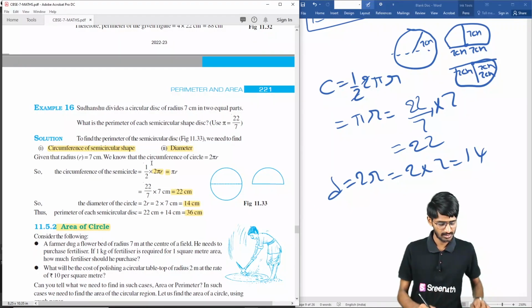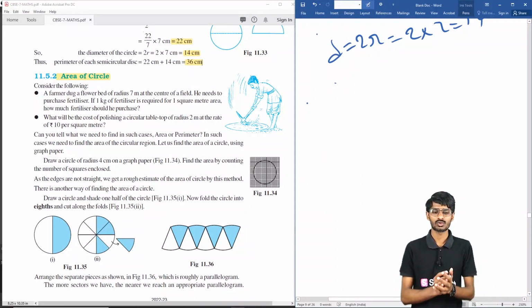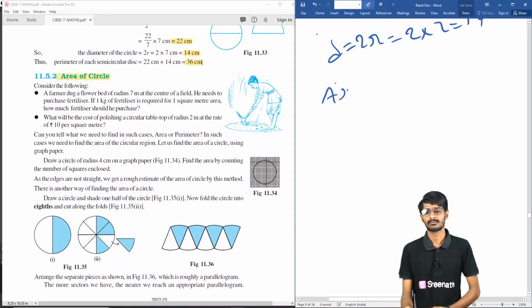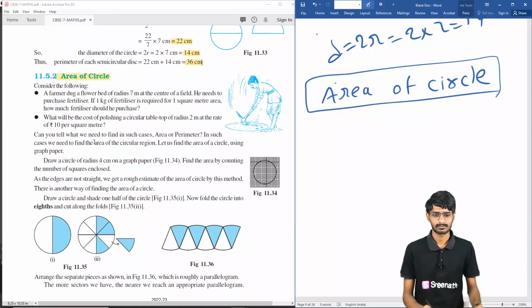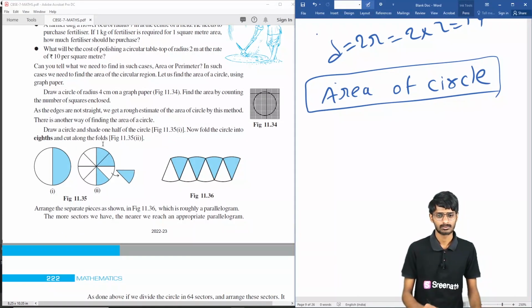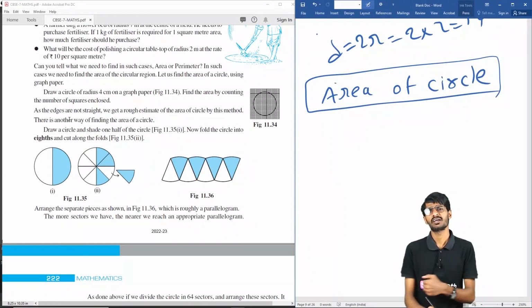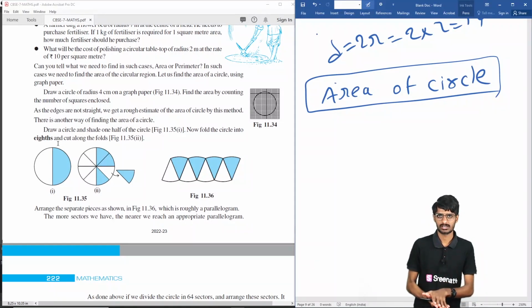That's it, students. Next, coming to the area of a circle. How to find the area of the circle? First, area means what? It is nothing but the amount of surface enclosed.